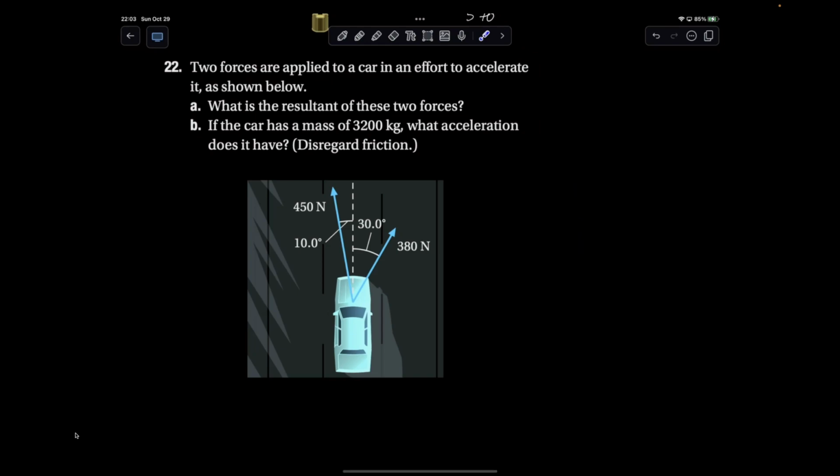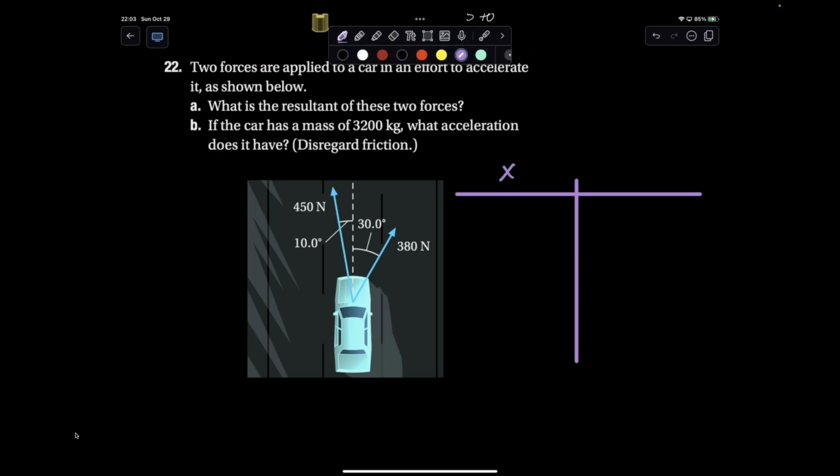They're not perpendicular to each other, therefore we're going to use our x and y component method, add x's to x's, y's to y's, and go from there. So for the x direction, I see 450, which is going to be negative because it's to the left. So negative 450 times sine, because it's opposite, of 10. And then the second one is positive because it's pointing to the right, and it's 380 sine of 30 degrees.